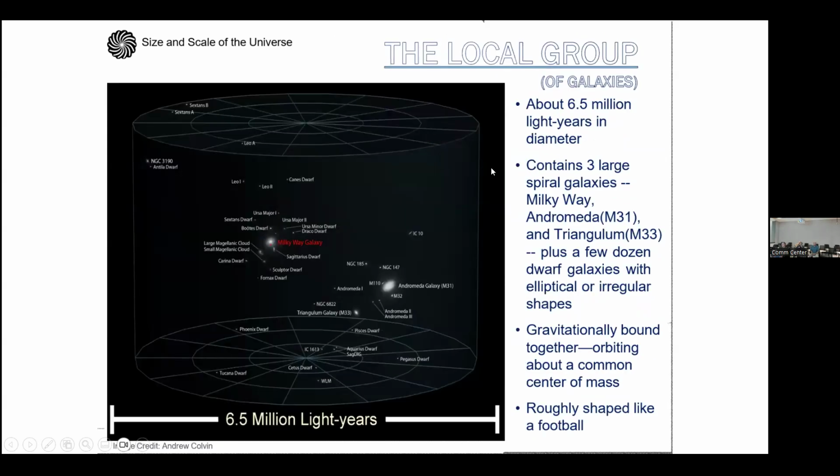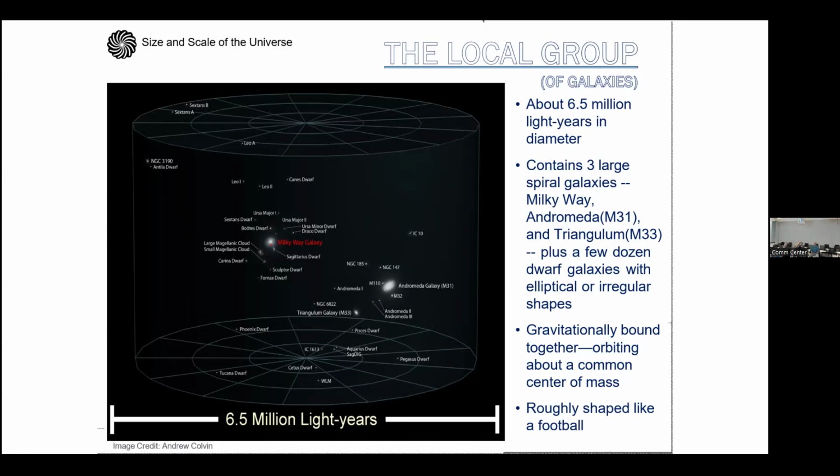And then we are part of the local group of galaxies, which contains three large galaxies, M33, the Andromeda Galaxy and the Milky Way Galaxy, and then dozens of dwarf galaxies, which are all gravitationally bound in a space of about 6.5 million light years across.